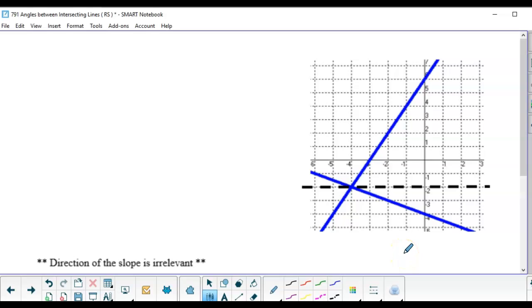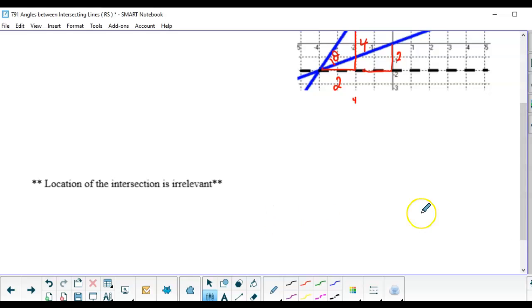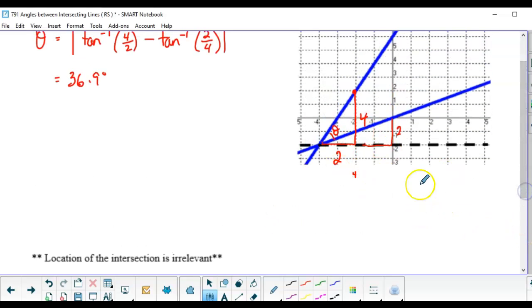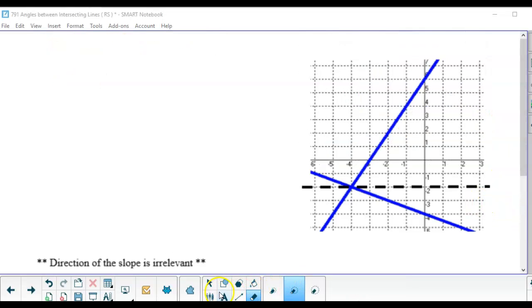Sorry, I think there was something up here. The location of the intersection is irrelevant. That's what we were trying to show you here. The first one was intersecting on the x-axis. This one was not. So we just always go horizontal from there if we're creating some triangles. We have to have a common reference point in that sense. So when we're looking at this one, there's a note here: the direction of the slope is irrelevant.